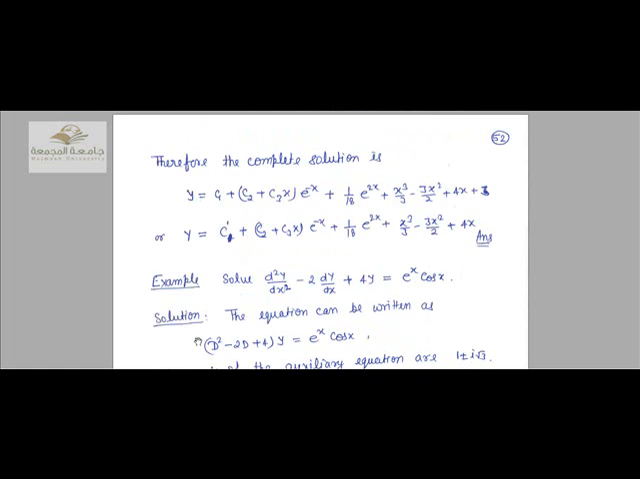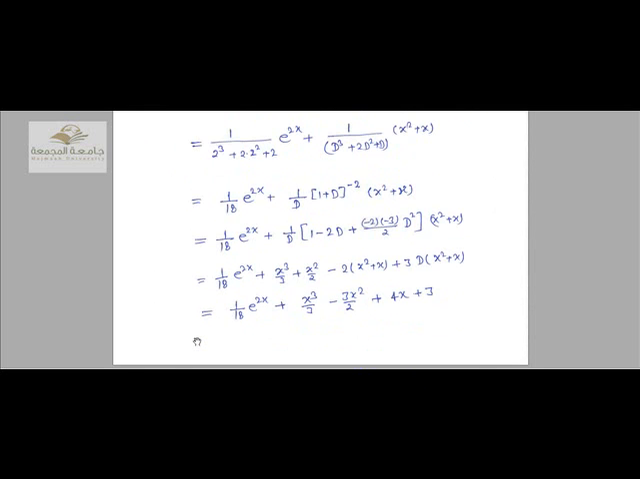And for integrating this part, we use the binomial method to expand this function. So which is 1/18 e^(2x) + 1/D [1 + (2D + D²)]^(−1)... (x² + x). So 1/18 e^(2x) + x³/3 − 3x²/2 + 4x + 3.